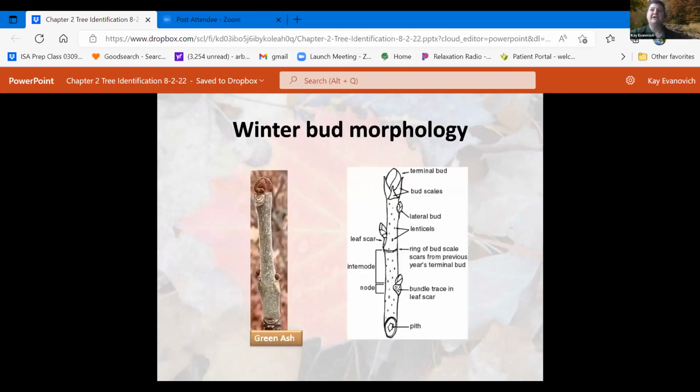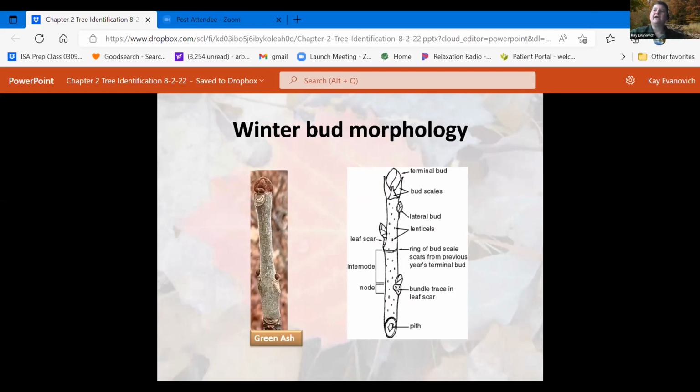So, winter bud morphology. Remember we were talking about the buds and where they are? On the left is an example of a green ash twig, a little stem that has a bud at the very top. It always looks like a little Russian hat to me, or a little hat of some sort, so that makes me think green ash. Like I said, it's all about trying to help yourself remember things so that you can ID these trees properly.